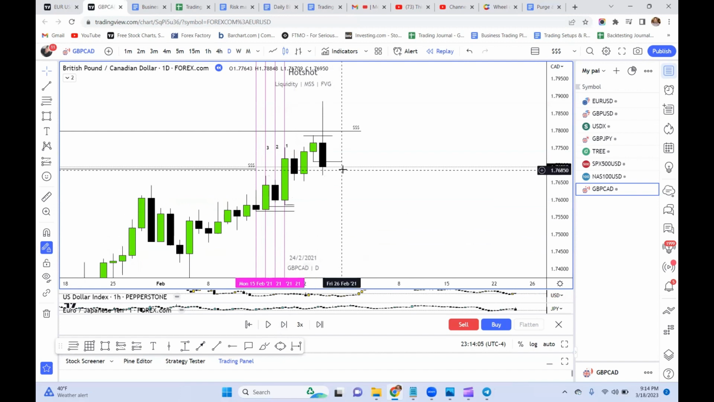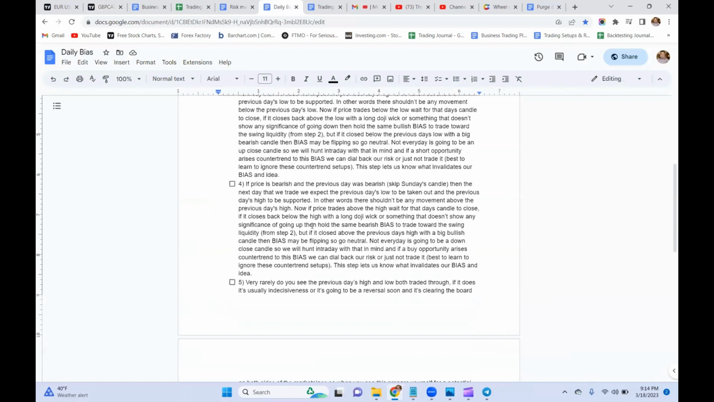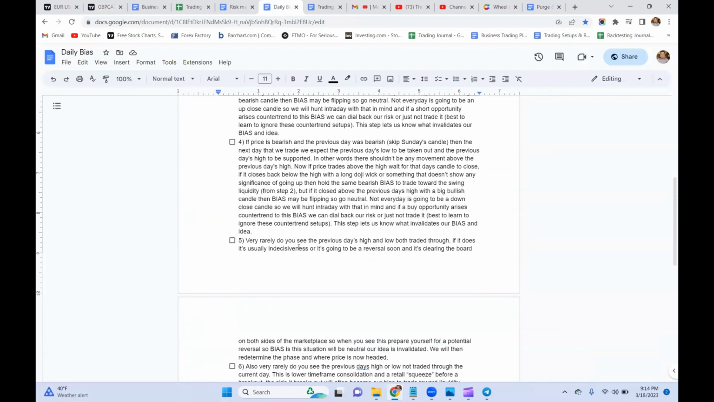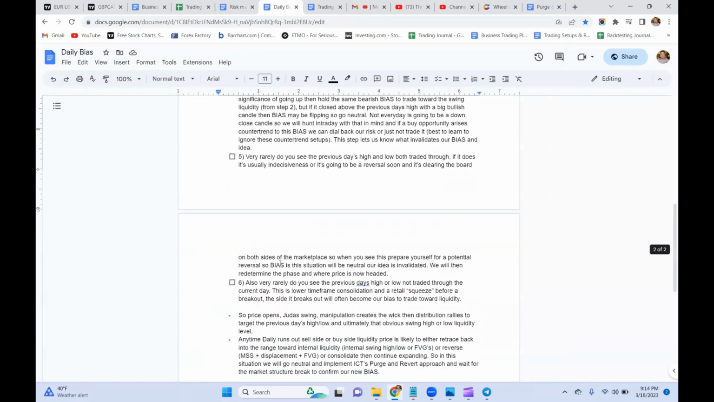Wow. Okay, so in this situation, watch, I have this written down in daily bias. Very rarely do you see the previous day's high and low both traded through. If it does, it's usually indecisiveness, or it's going to be a reversal soon, and it's clearing the board on both sides of the marketplace. So when you see this, prepare yourself for a potential reversal. So bias in this situation will be neutral. Our idea is invalidated. We will then redetermine the phase and where price is now headed.